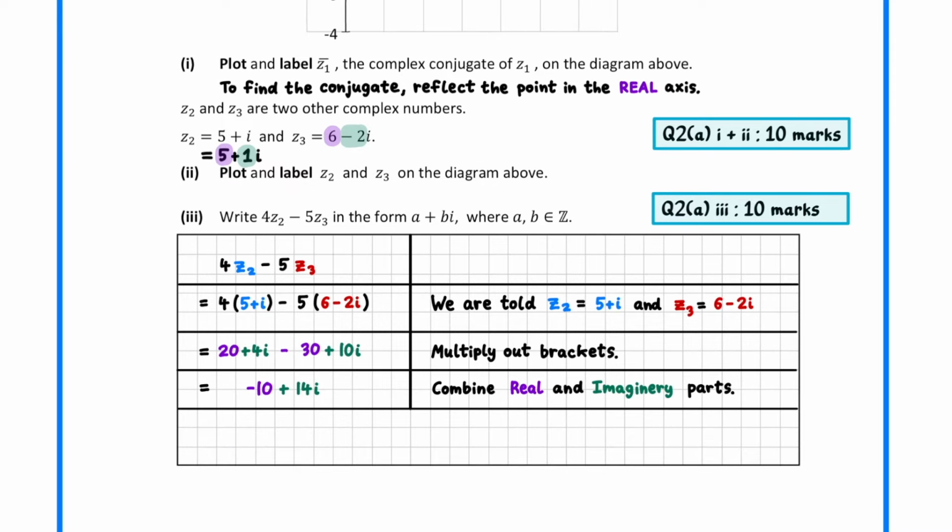In part 3, we must simplify the expression 4Z2 minus 5Z3. We begin by writing in the definitions of these two numbers. Then we multiply out our brackets. 4 times 5 is 20, and 4 times i is 4i. Minus 5 times 6 is minus 30, and minus 5 times minus 2i is plus 10i. To finish, we combine the real terms and combine the imaginary terms.